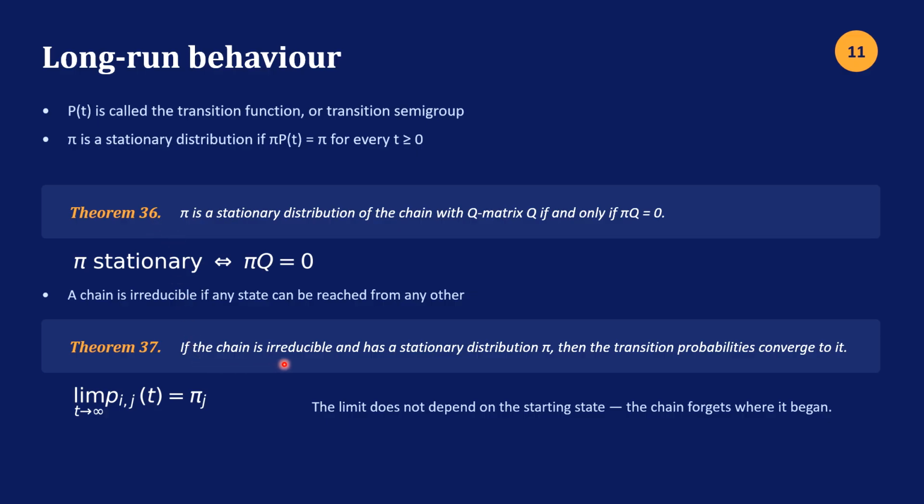Then if the chain is irreducible and has a stationary distribution pi, then the transition probabilities converge to it. So we have this limit here as t goes to infinity, the probability of going from i to j at time t units is pi sub j, and you notice this doesn't depend on the starting state i. That was very similar also to what we had in the discrete case.